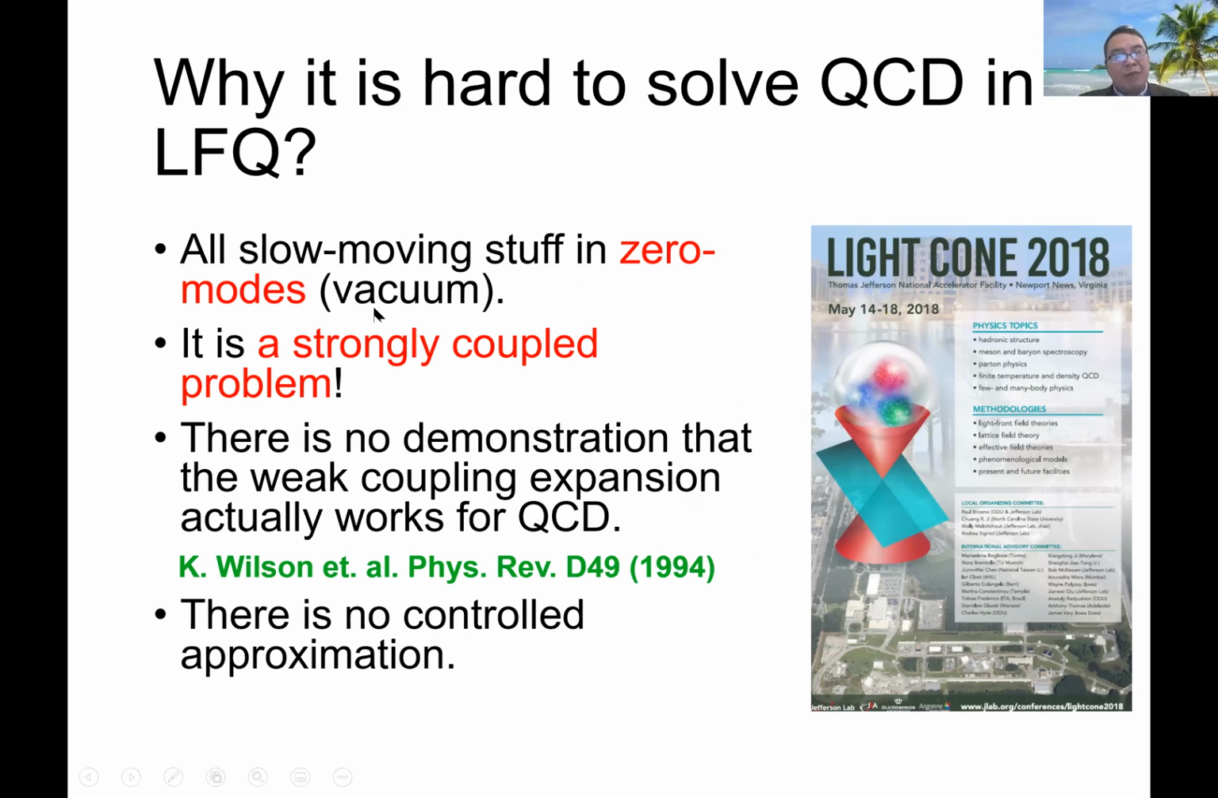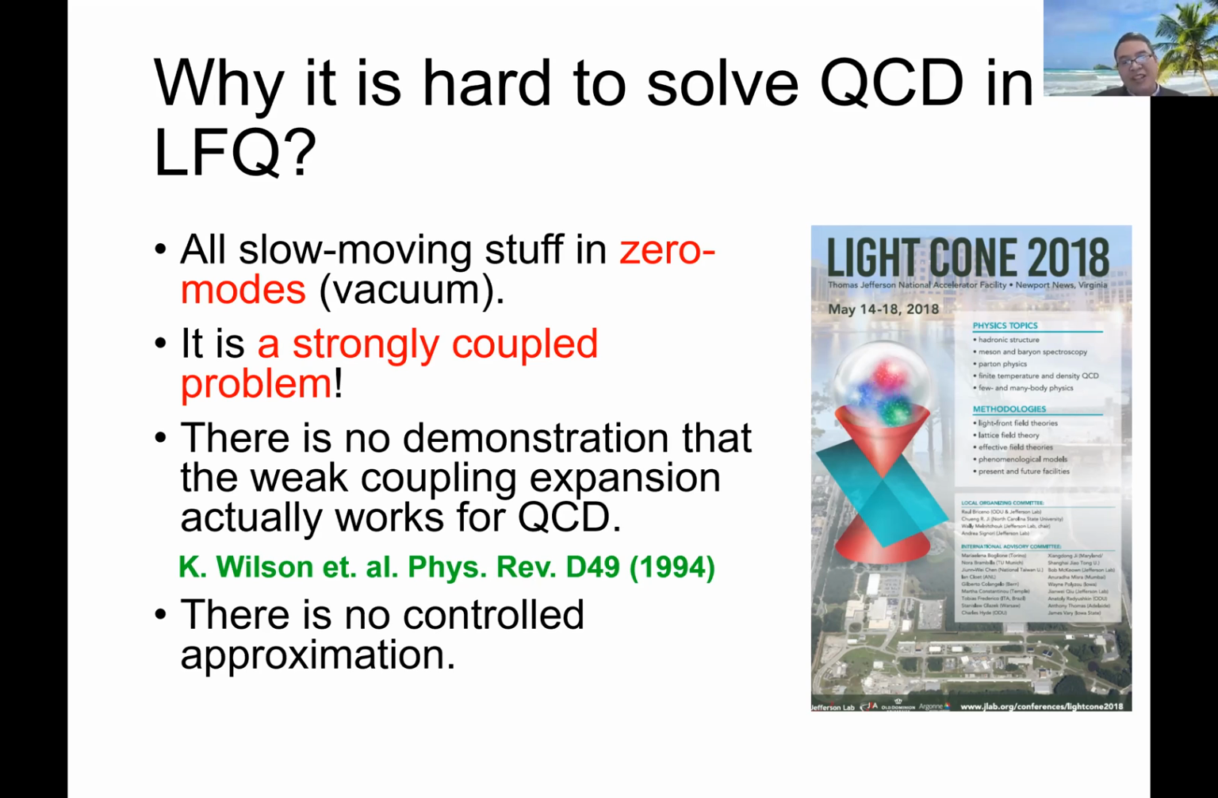The main problem of this light front quantization is that we also have slow-moving stuff. You have a hadron moving at the speed of light, but there are also slow-moving modes, one of which is the vacuum. And the vacuum contains the only degrees of freedom we call zero modes. And second, it's still a strongly coupled problem. Choosing a new coordinate doesn't mean the strong coupling goes away.